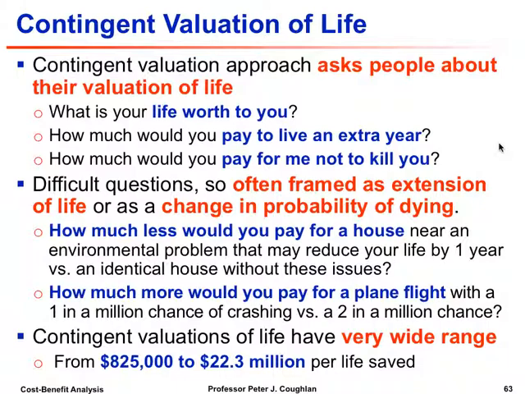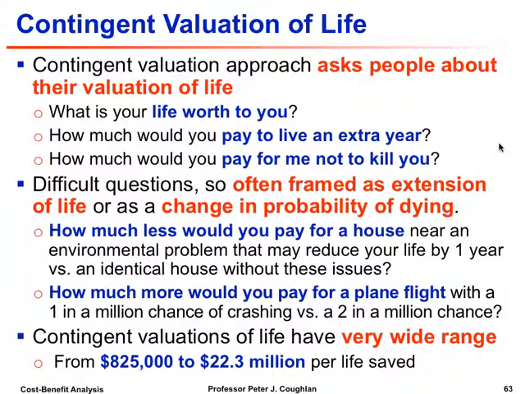For example, you might ask, how much less would you pay for a house near an environmental problem that may reduce your life by 1 year versus an identical house without these issues, right? So what is 1 year of your life worth? And people will think, well, I would probably pay, say, $30,000 less for that. Well, then you're saying that each year of your life is worth $30,000, and therefore we can value your life. Or ask somebody, how much would you pay for a plane flight with a 1 in a million chance of crashing versus a 2 in a million chance of crashing, right? What they're willing to pay is reflective of how much they value their life, right?